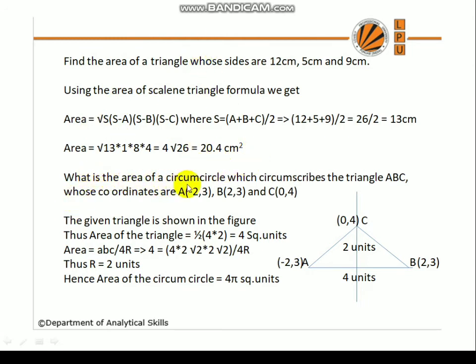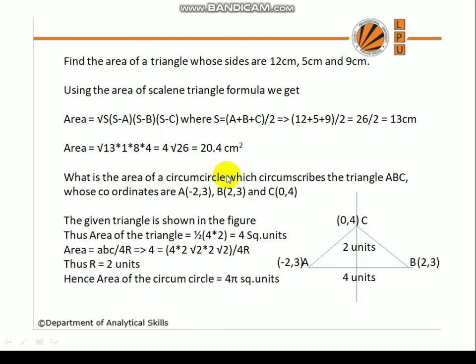What is the area of a circumcircle which circumscribes the triangle ABC whose coordinates are minus 2, 3, 2, 3 and 0, 4? So if you draw the figure in a Cartesian graph, minus 2, 3 on the left side and plus 2, 3 on the right side, so the gap will be 4 units, equally divided, 2 right side, 2 left side, and the third point on the y-axis 0, 4. So this forms a triangle, and we are asked to find the area of the circumcircle.